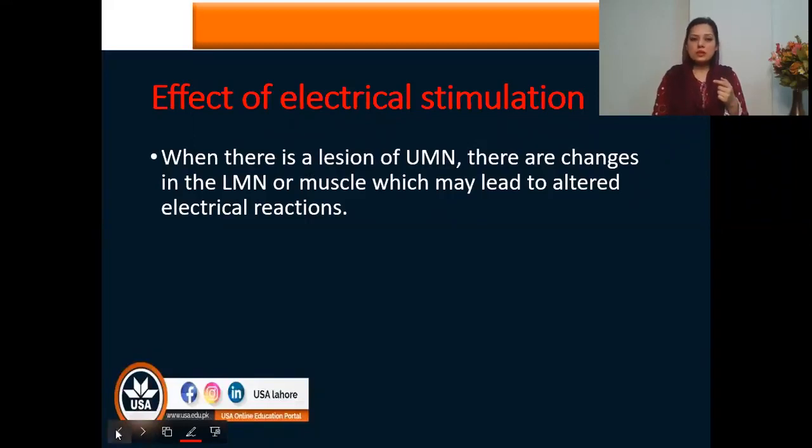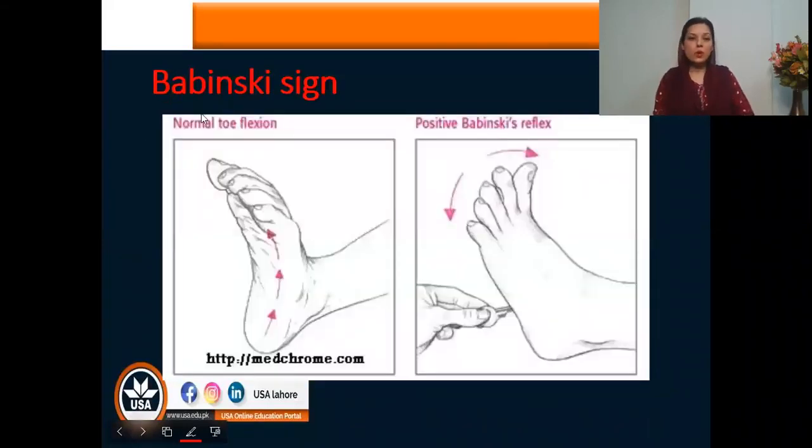Coming towards Babinski sign, what it is. This is normally when you give a noxious stimulus around the plantar aspect of the foot. If the toes go into flexion, like in this picture, it means the Babinski sign is negative.